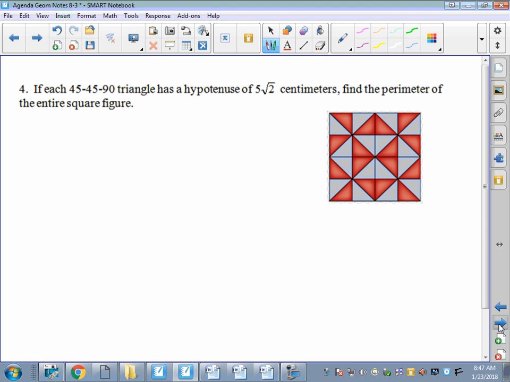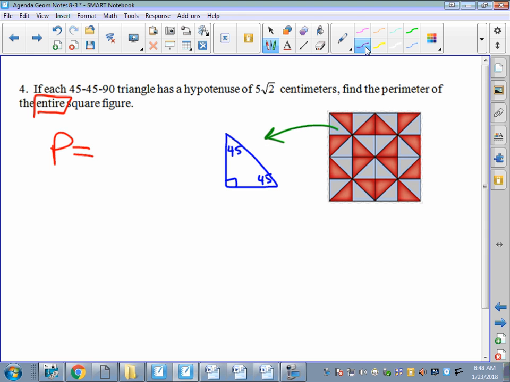So if each 45, 45, 90 triangle has a hypotenuse of 5 square root of 2 centimeters, find the perimeter of the entire square figure. So perimeter equals is our question. Each one of these little guys is a 45, 45, 90, is what I'm reading from this. So if I take just this blue section out, it's a 45, 45, 90.